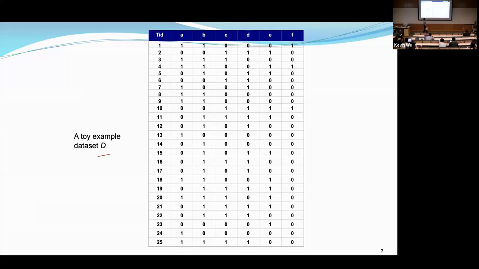And here in this toy example, we have 6 items, namely A, B, C, D, E, F. But of course, in practice, the supermarket sells many more than just 6 items. You could be selling thousands of items. But this is just a toy example for us to illustrate the various concepts and definitions.